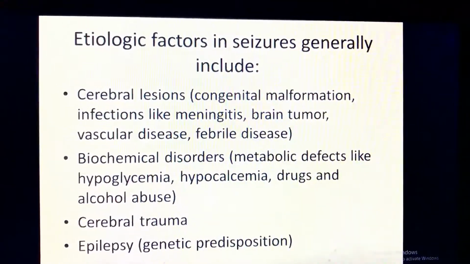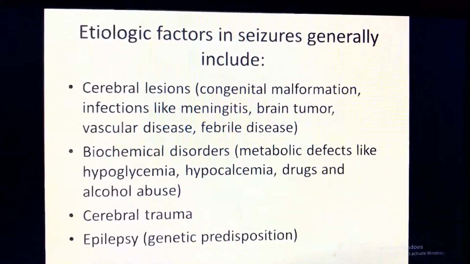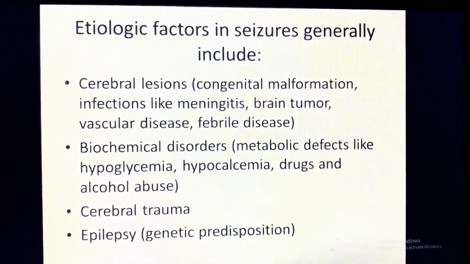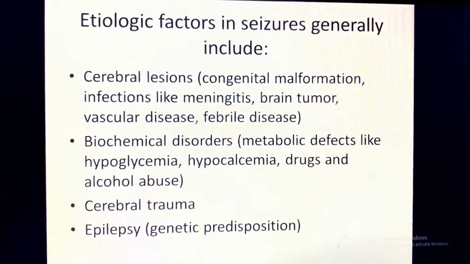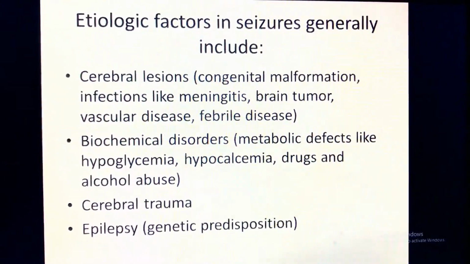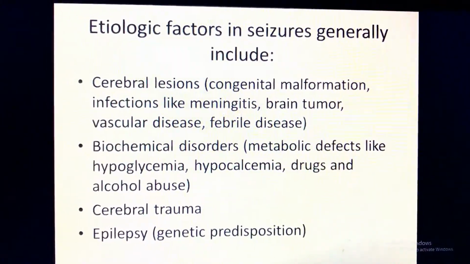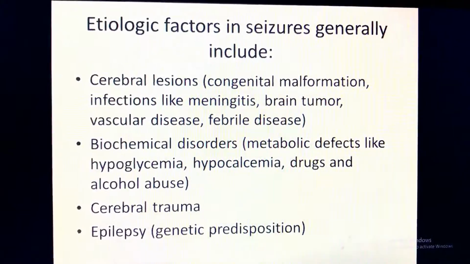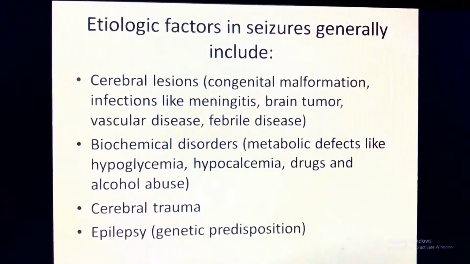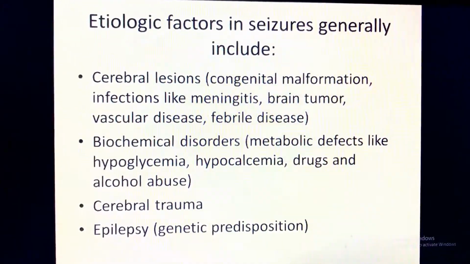Etiologic factors in seizures generally include cerebral lesion. This is congenital malformation, infections like meningitis, brain tumor, vascular disease, febrile disease, biochemical disorders, metabolic defects like hypoglycemia, hypocalcemia, drugs and alcohol abuse, cerebral trauma, epilepsy also, and genetic predisposition. Those are etiological factors in seizure. So cerebral lesion can cause seizure. Meningitis and brain tumor can cause seizure, as can vascular disease and even febrile disease, especially in infants, for the fever.